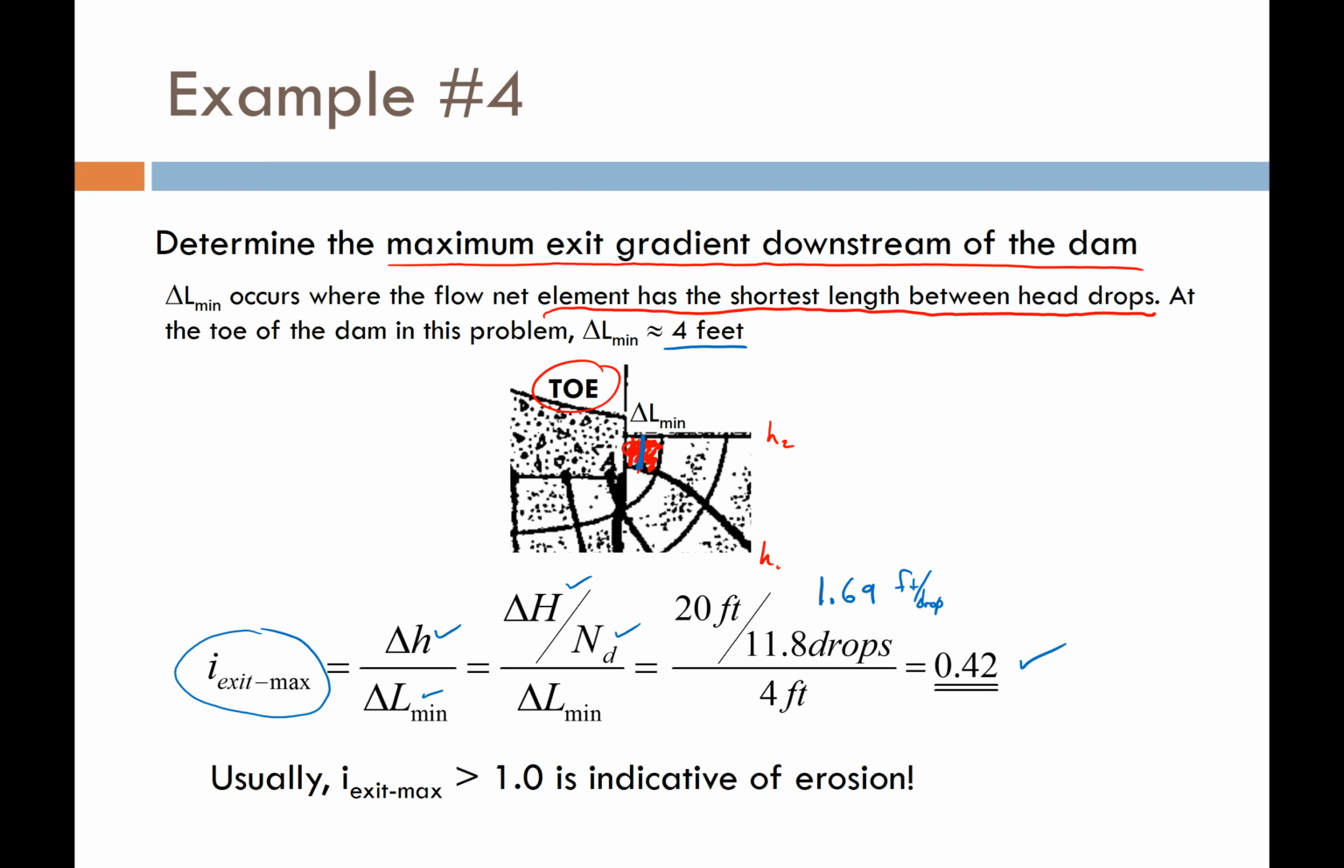Now, how is this meaningful to us? Well, we've learned through research that if the exit gradient is around 1 or greater than 1, it's usually indicative that the water is going to be carrying the soil particles away and causing erosion beneath the dam, which could be very, very bad.